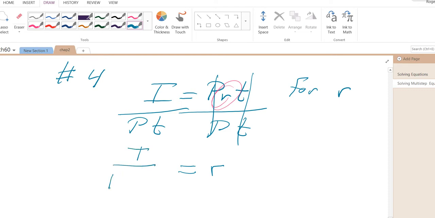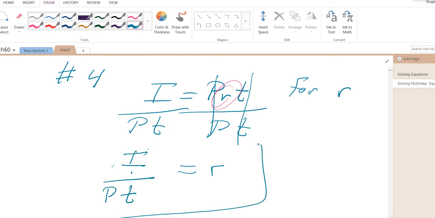Now, I is going to be equal to whatever this is. R is going to be equal to I divided by PT. So that's what I'm going to write. I divided by PT. It's done. Okay? That's the answer? Yeah, that's the answer. That is the answer. I divided by PT. Okay, I'm going to clean it up a little bit here because I kind of messed it up. I divided by PT. That is now solved for R.